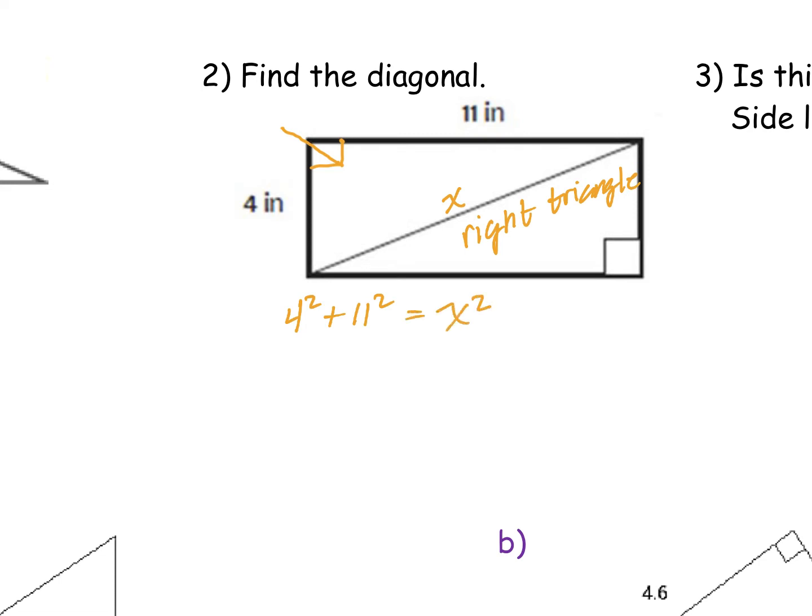So let's see if I can figure this out. 16 plus 121 equals x squared. 137 equals x squared. How do I get the x squared to go away? Square root it. Great. 11.7. Is that an approximately? Of course it is. Equals x. Okay. Questions? People at home? My Zoomers? You guys doing okay? The Zoom club? Awesome.